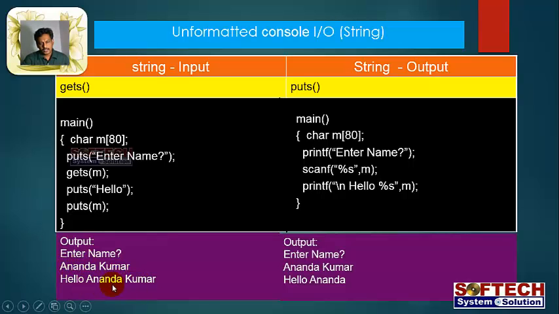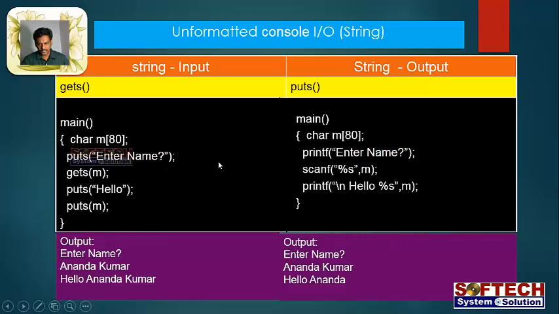So Ananda Kumar, hello. Next line Ananda Kumar. This is another program. Main, char m of 80. Enter name. Here we use printf and scanf. Here we use gets. This is formatted string input output. So printf enter name. So display enter name. The cursor. This is also a typo. The cursor waits after the question mark.